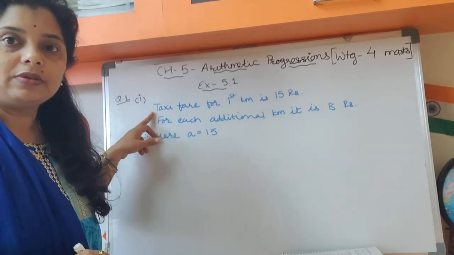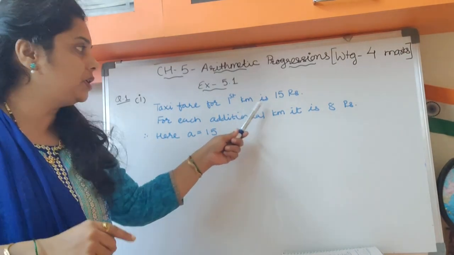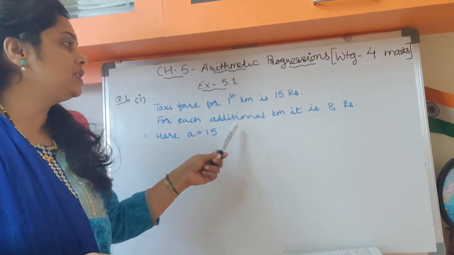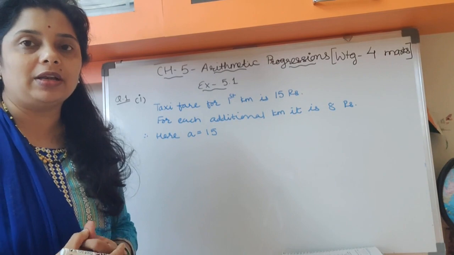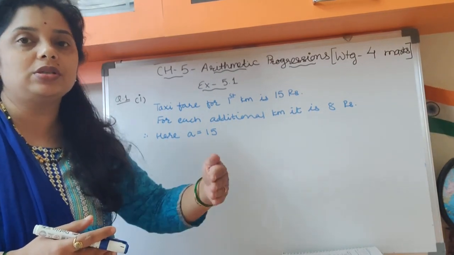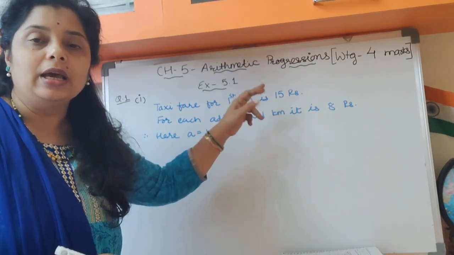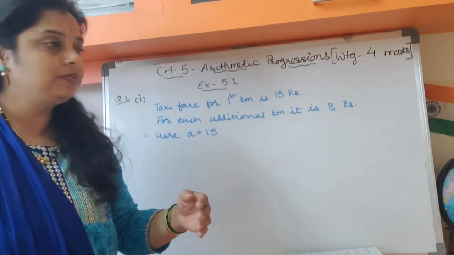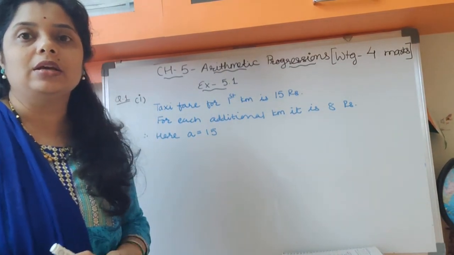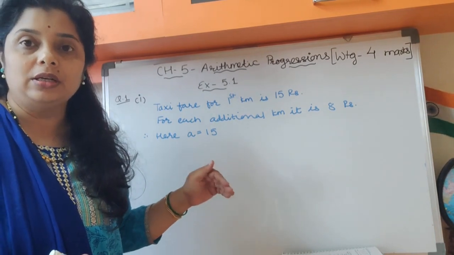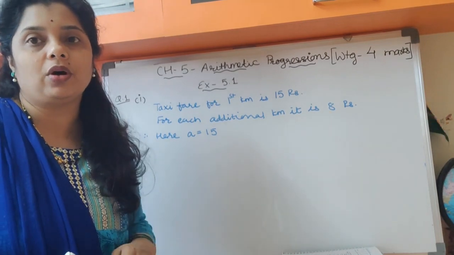Here in the first it is given that the taxi fare for the first kilometer is 15 rupees, and for each additional kilometer it is 8 rupees. It means if you start traveling, then for the first kilometer of distance traveled, 15 rupees will be charged, and from the second kilometer each kilometer charges 8 rupees. So let's see. First we have to get the list of numbers and then we have to check whether that list of numbers is an AP or not.